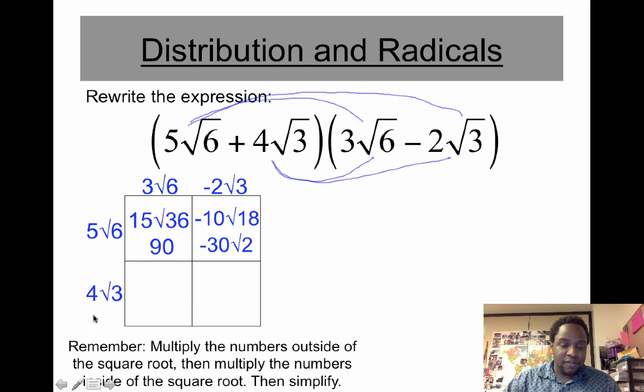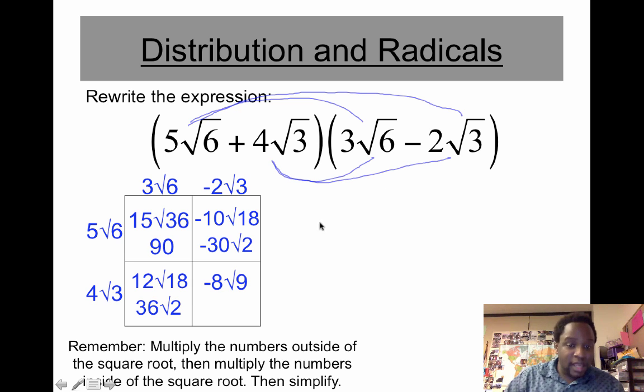For this box, we're going to be multiplying 4 radical 3 and 3 radical 6. So 4 times 3 is 12. Radical 3 times radical 6 is radical 18. So we get 12 radical 18. And then radical 18, again, is 3 radical 2. So 12 times 3 is 36. So we get 36 radical 2. And then lastly, we have 4 radical 3 times negative 2 radical 3. So that would be negative 8. And then radical 3 times radical 3 is radical 9. So we get negative 8 times radical 9. Radical 9 is 3. So negative 8 times 3 is negative 24.